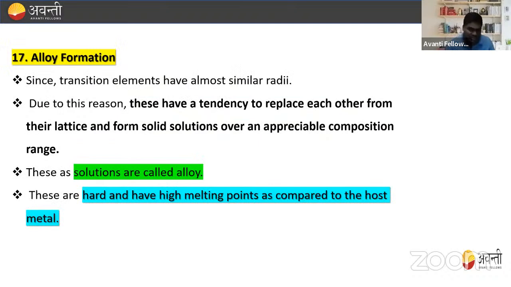Now, alloy formation. Since transition elements have almost similar radii, they have a tendency to replace each other from their lattice and form a solid solution over an appreciable composition range. These solid solutions are called alloys. They are hard and have a high melting point as compared to the host metal.